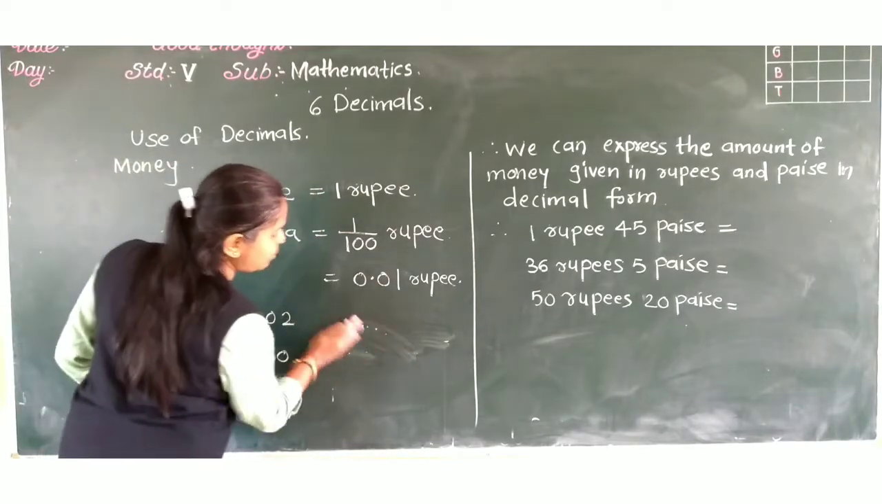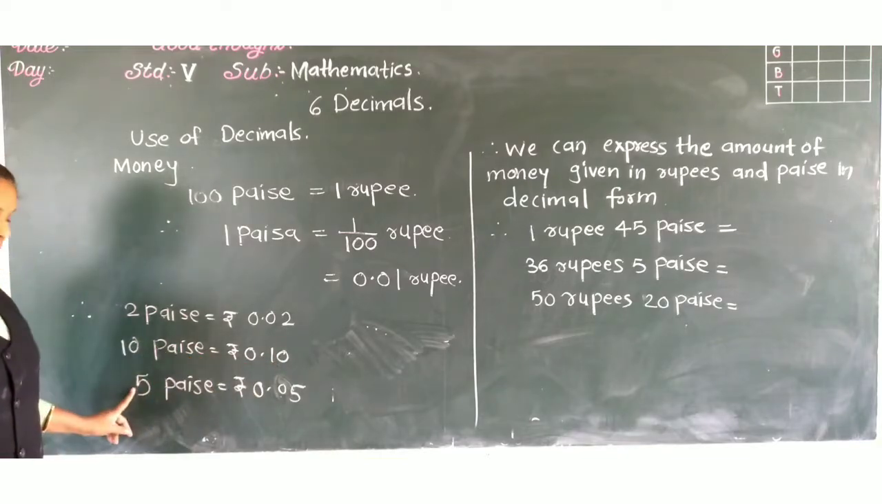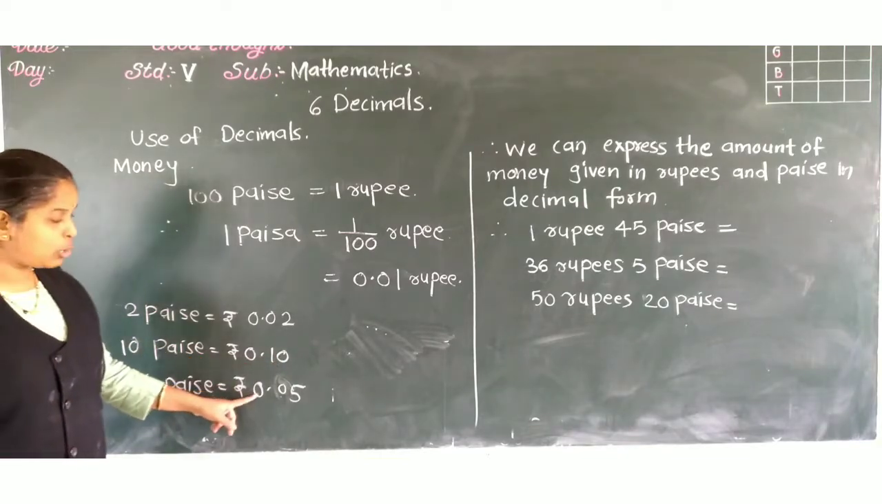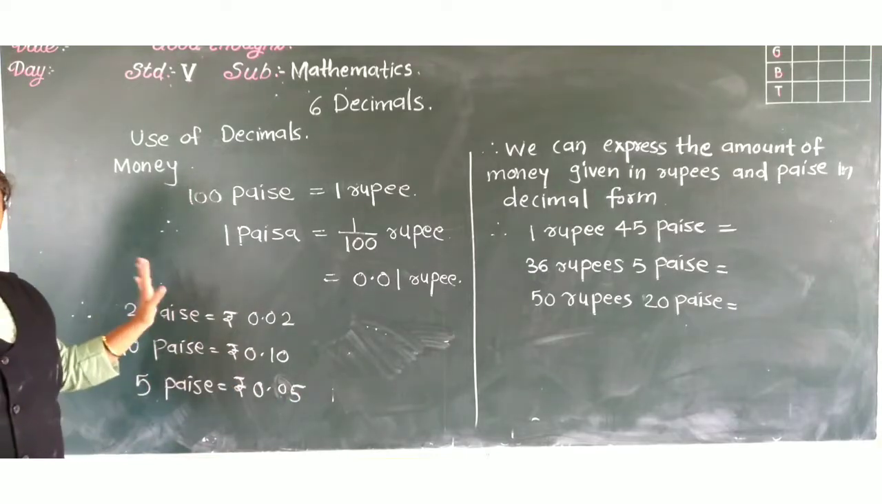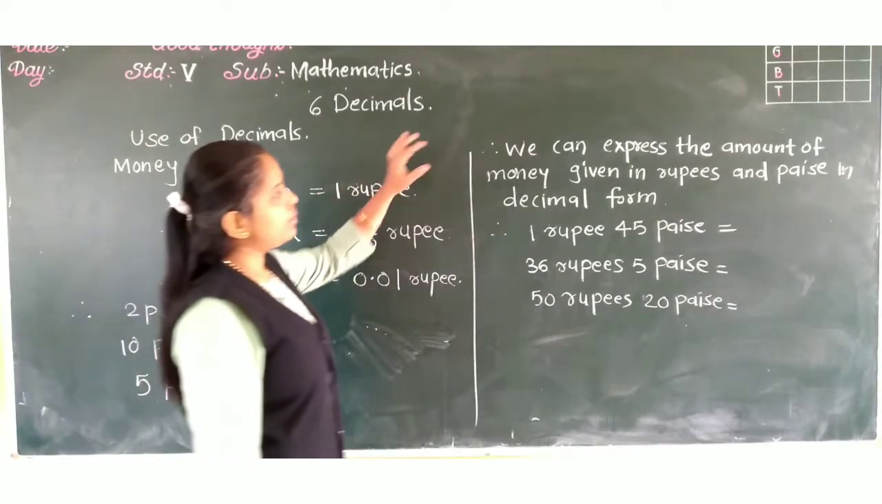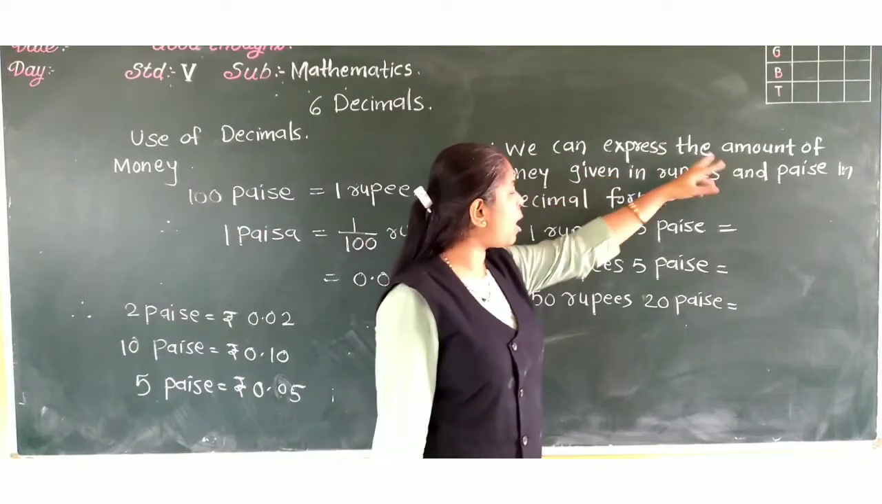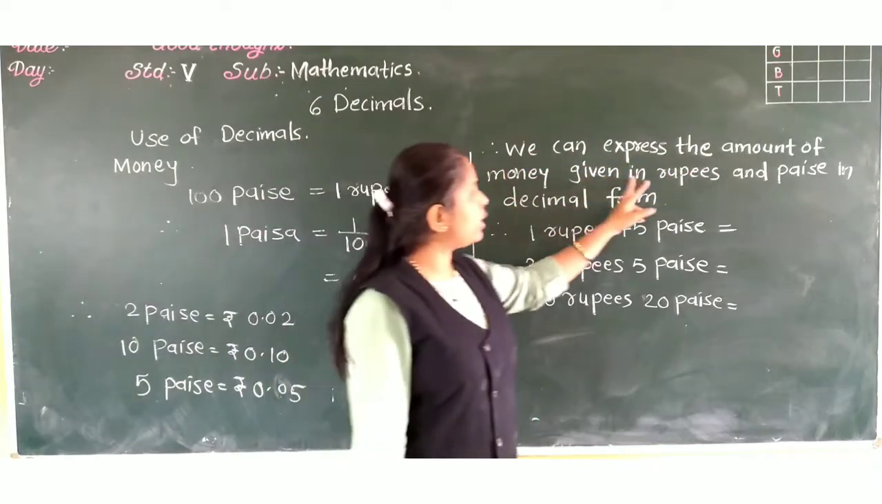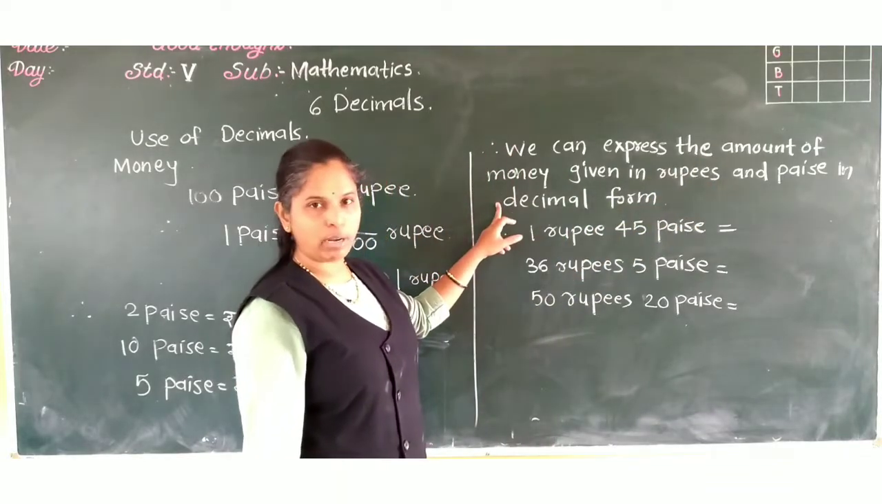So 10 paise means how many rupees? 0.10. 5 paise means how many rupees? 0.05. In this way we can use decimals to express the amount also. See, we can express the amount of money given in rupees and paise in decimal form.